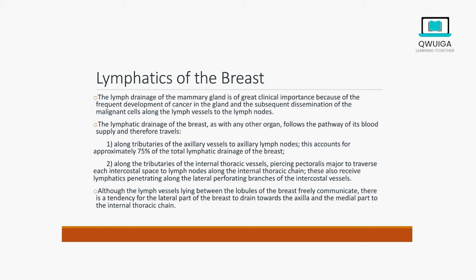Although the lymph vessels lying between the lobes of the breast freely communicate, there is a tendency for the lateral part of the breast to drain towards the axilla, and the medial part of the breast towards the internal thoracic chain. That is, though the lobes within the breast are in constant communication, it doesn't mean that they have the same lymphatic drainage system. Now, the axillary nodes are about 20 to 30 in number.